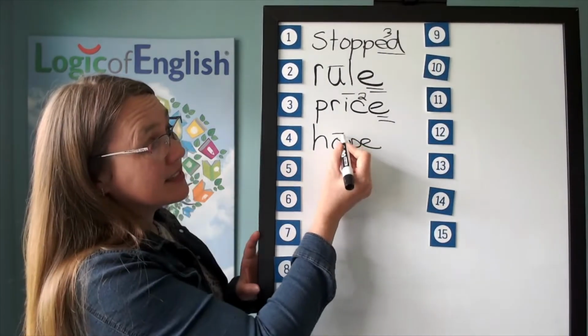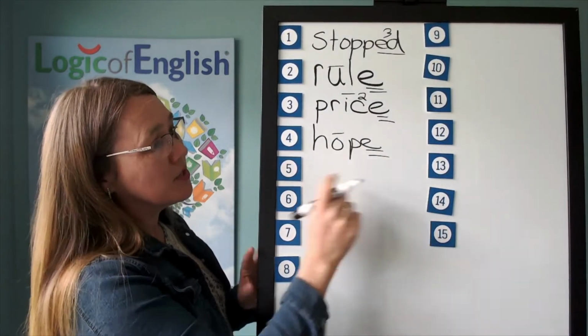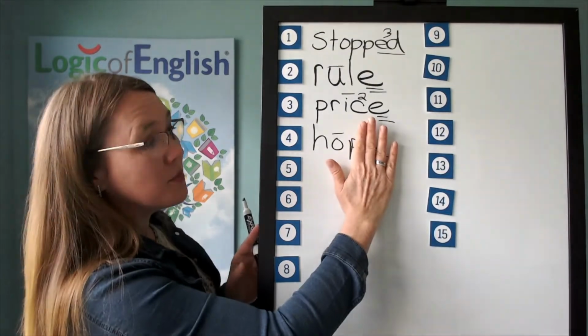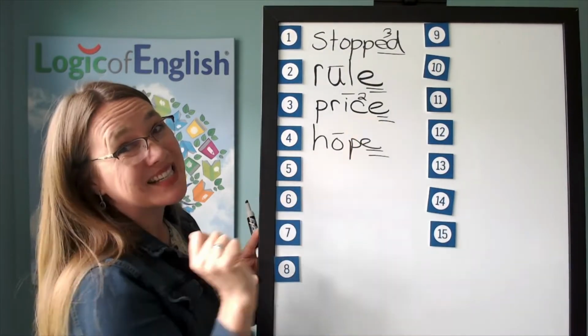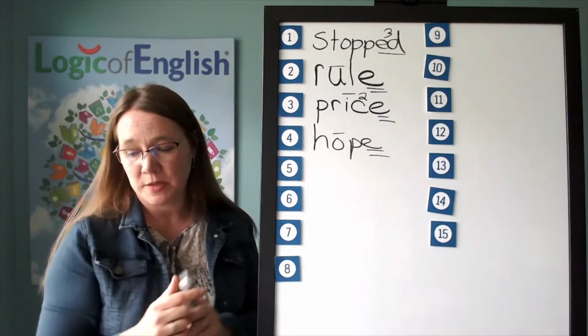The vowel said its long sound because of the E. So we'll put a line over the O and double underline the E. What would it say without the E? Hop. What does it say with it? Hope. Let's read it. Ope, hope.